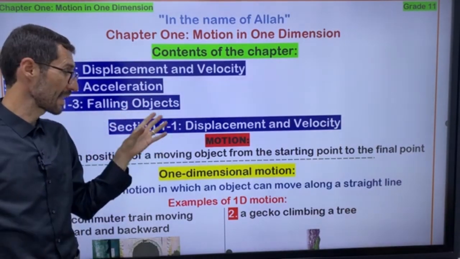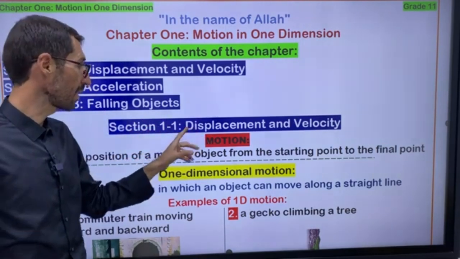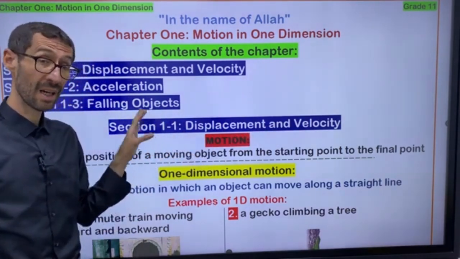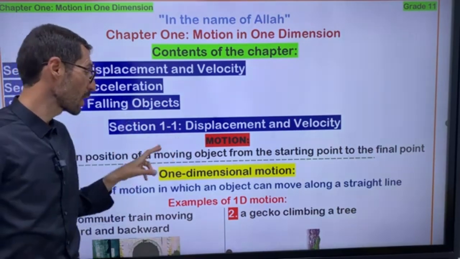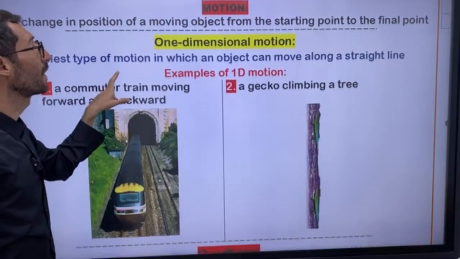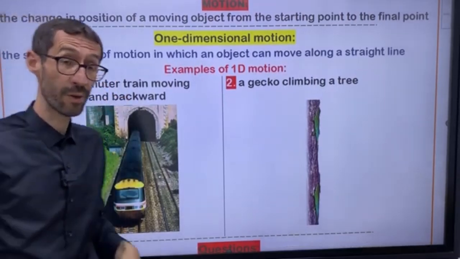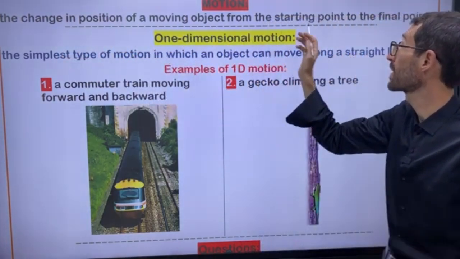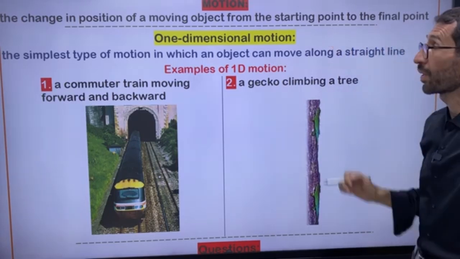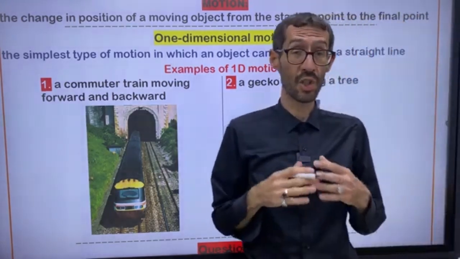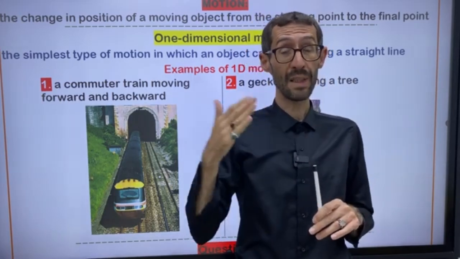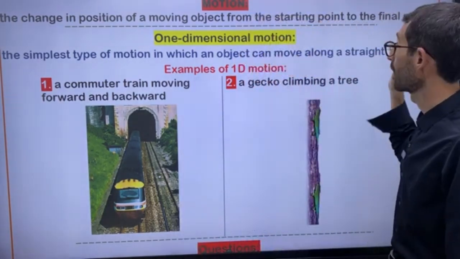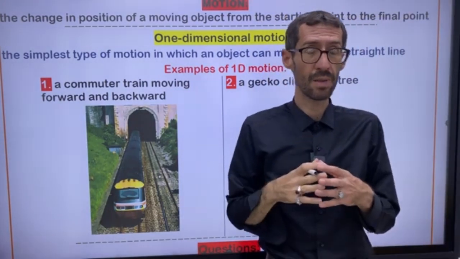Let's start with section 1.1, whose title is displacement and velocity. But the first subject that I'm going to explain is motion. So what is motion? Let me read the definition and I'll explain it after that. Motion means the change in position of a moving object from the starting point to the final point. Simply, motion is a change in position from a starting point to the ending point of the object.